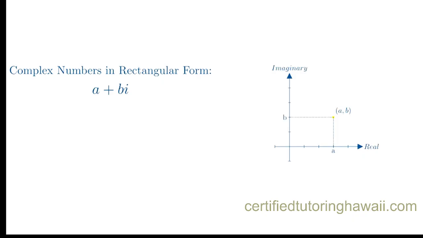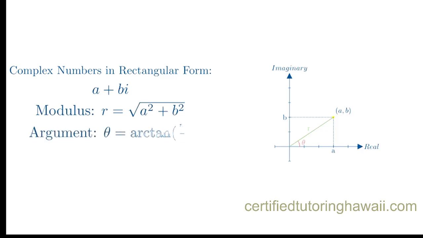Since any rectangular point can be converted to polar, any complex number can also be written in polar form. Here, r is called the modulus, which is the distance from the origin to the point (a, b). It's calculated as the square root of a squared plus b squared. The angle theta is called the argument, and it's calculated using the same rules we just discussed, the quadrant-adjusted arctan of b over a.